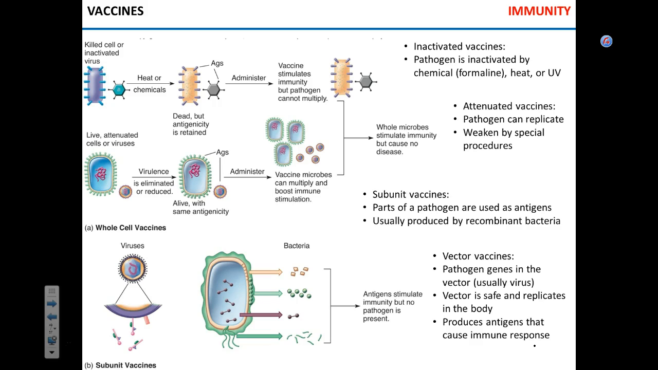So vaccines, the basic idea is that you expose your immune system to a pathogen or a fragment of a pathogen without causing an actual infection, without causing a full-blown disease. Got it? So what types of vaccines can we think about?